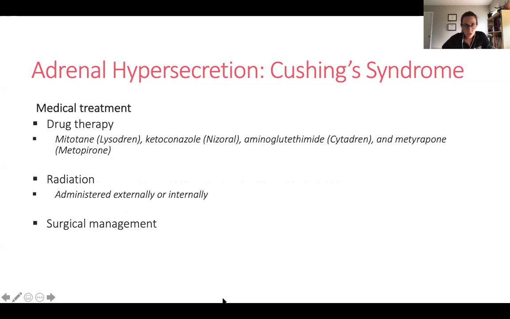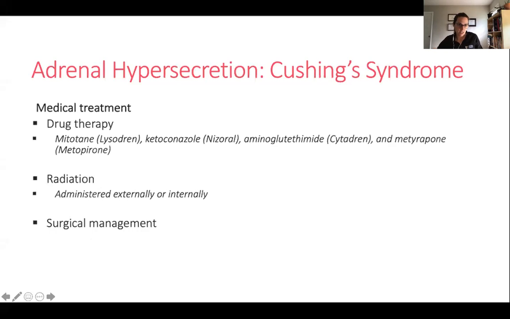So then as far as medical treatment, some drugs that they'll take are Lysodren. That is a palliative medication for inoperable tumors. Then the other ones, Nizoral, Cytadren, and metyrapone, all interfere with cortisol production. The other therapy they can have is radiation. So that is if there is a tumor, they will do radiation to shrink the tumor. Or surgical management will be removing the tumor.